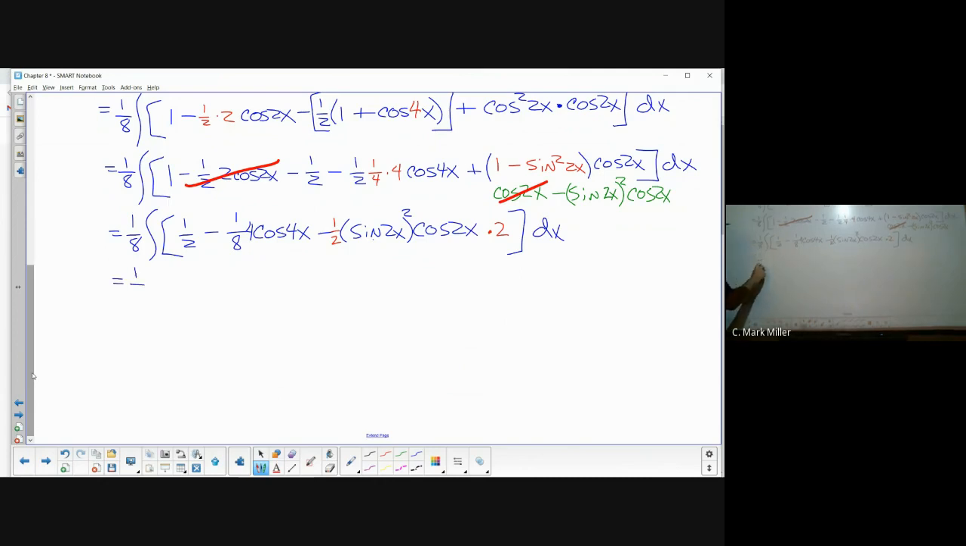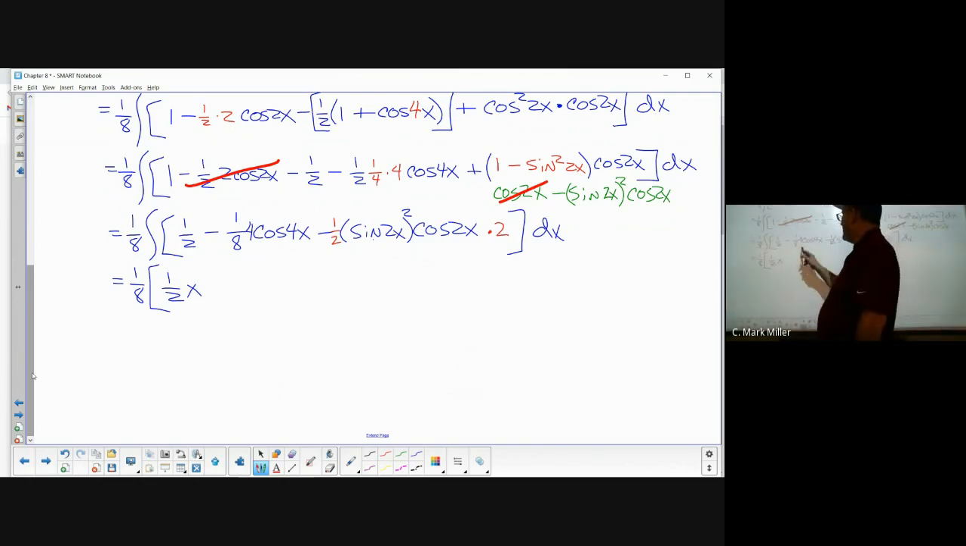One eighth bracket. Antiderivative of 1/2 is 1/2 x. That was easy. Antiderivative of this, 4 cosine 4x, integrates up to sine 4x. And then I have a minus 1/8 in front of it.